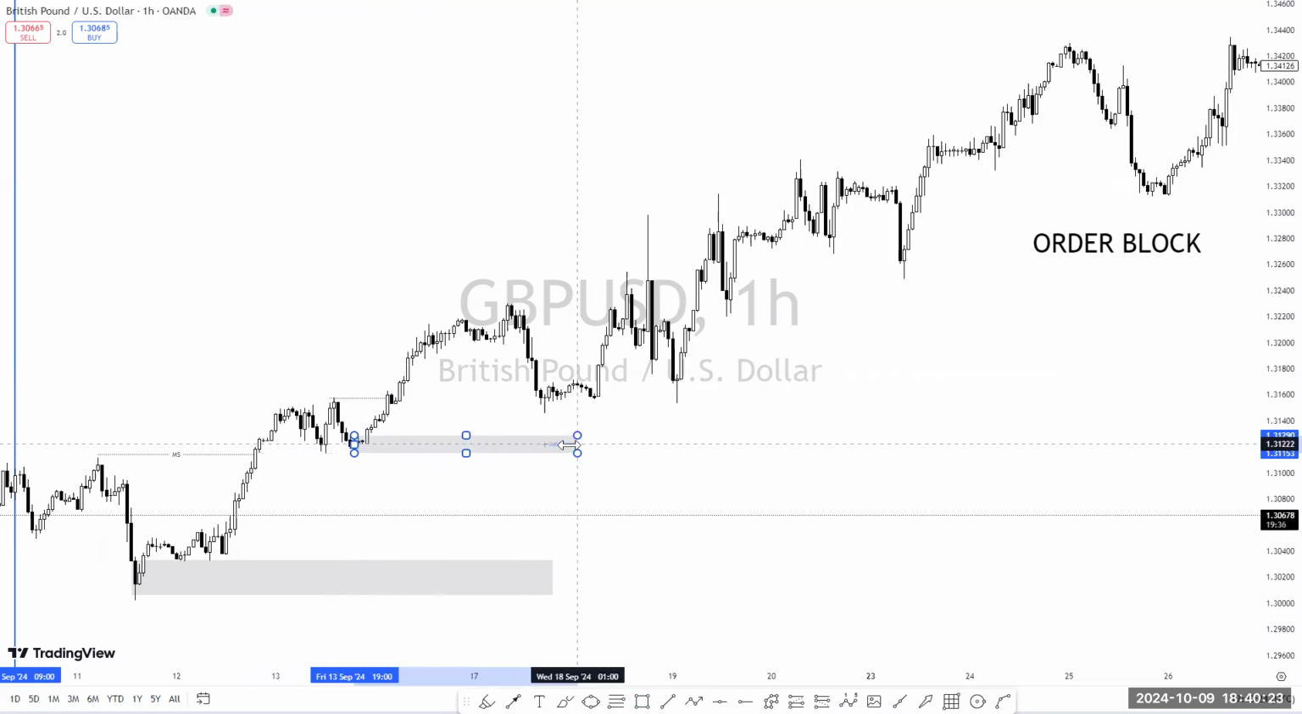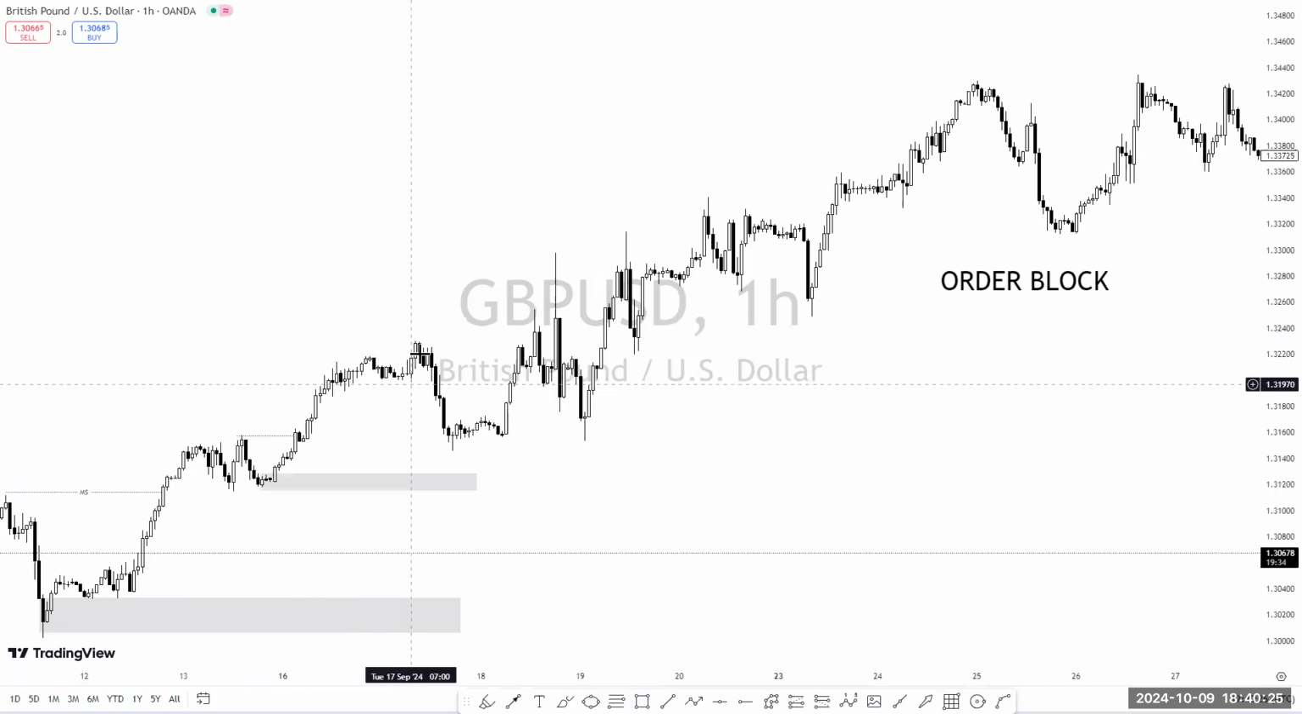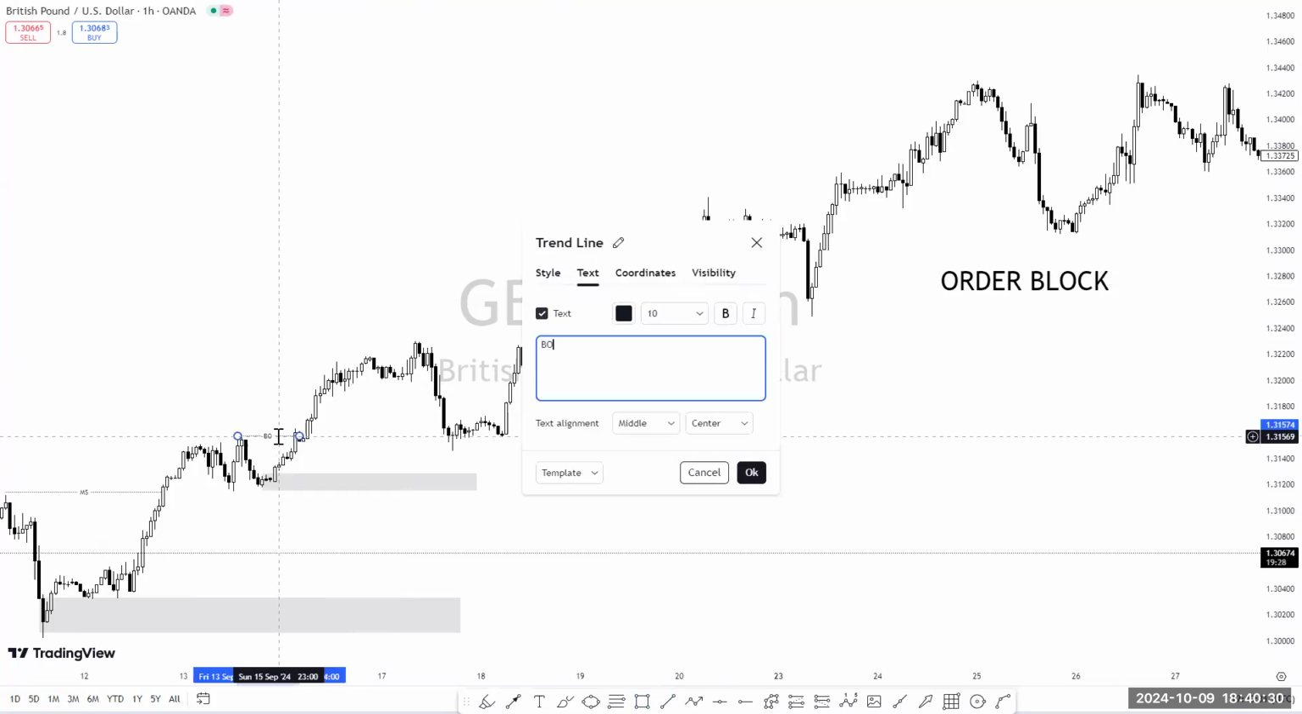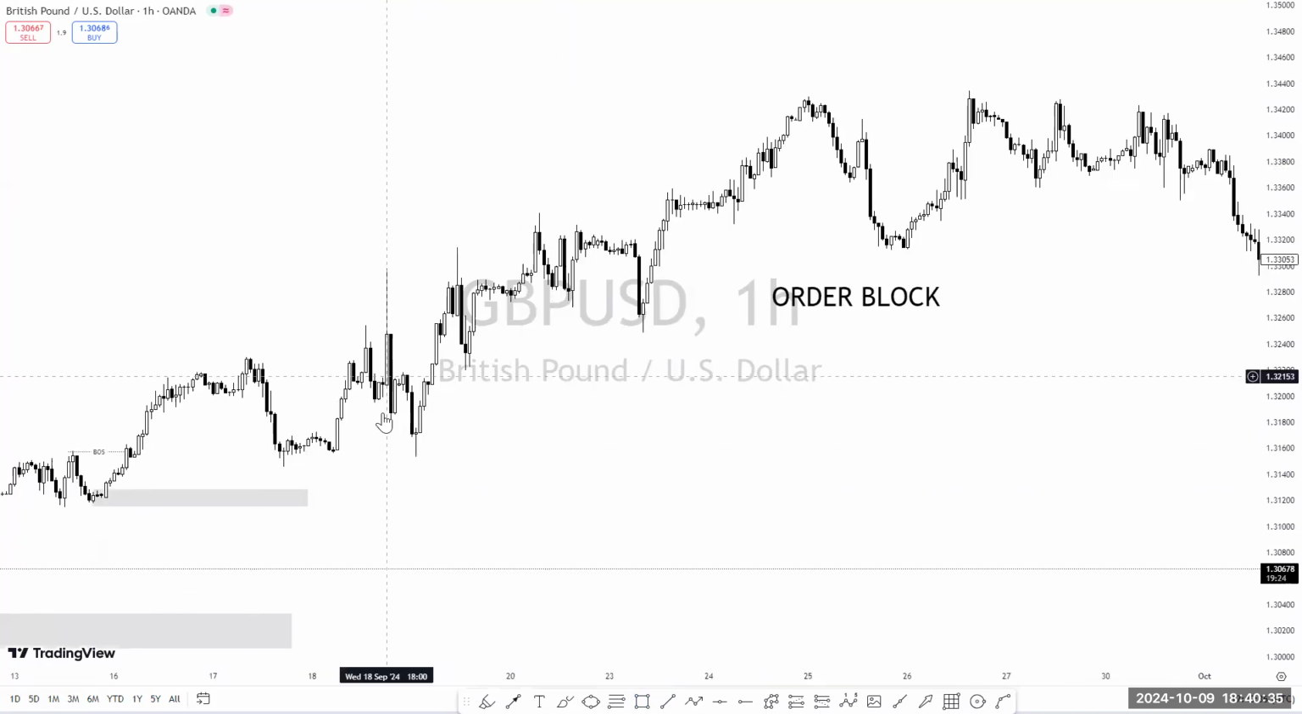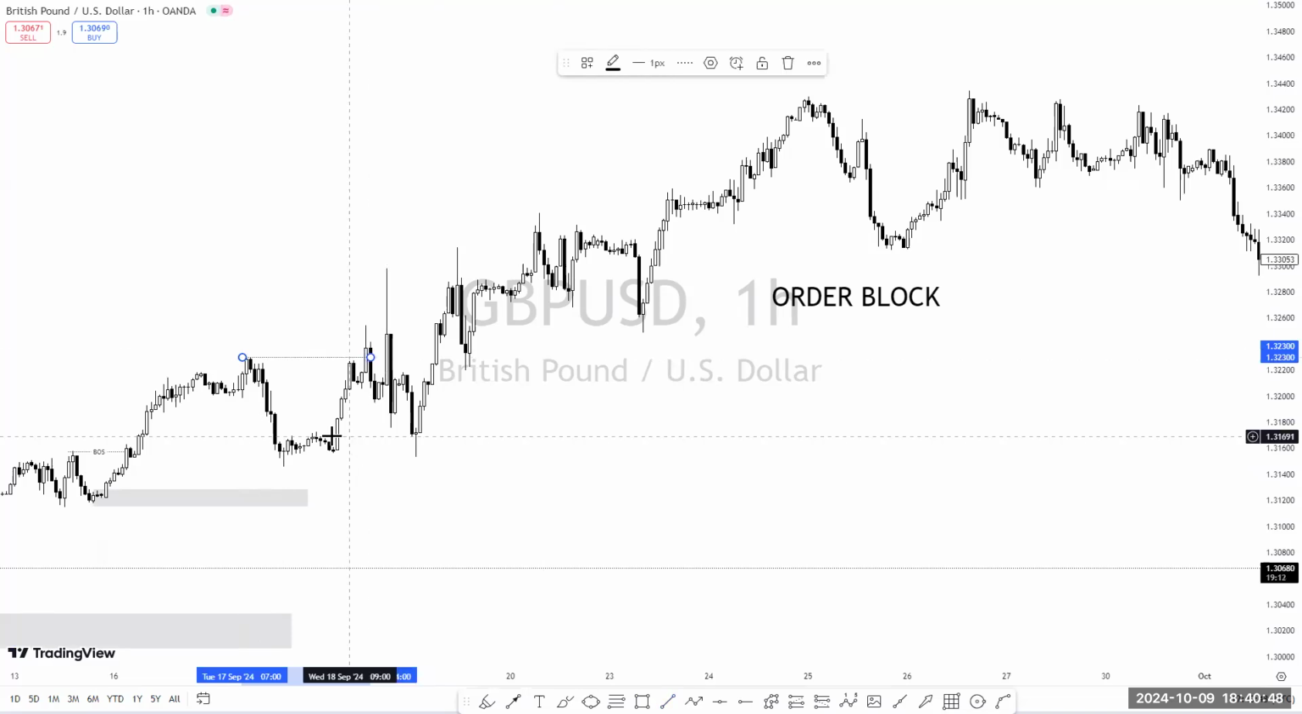Then we discover that this becomes a break of structure, BOS. Now we discover that we have another break of structure here. It means we have a higher high and higher low. So this is the next break of structure. Which order block led to the break of structure? This is the order block. Since all of them are falling in the same range, we are going to mark all this particular area as order block.